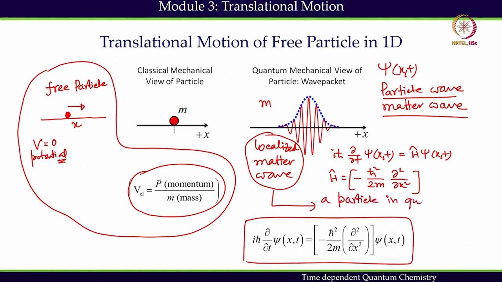This localized matter wave is actually a particle in quantum mechanics. It is localized in space, in position space. So, we will prove this. How do you know that? But this is a localized wave in quantum mechanics.